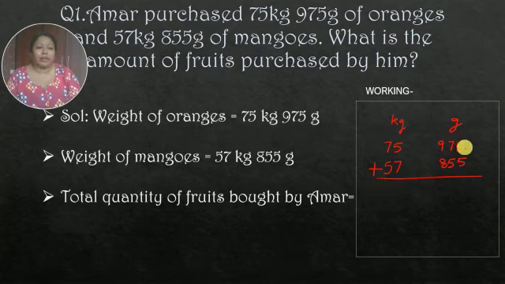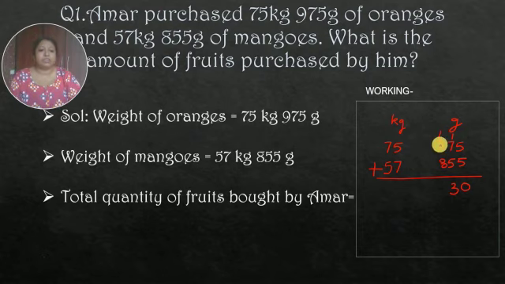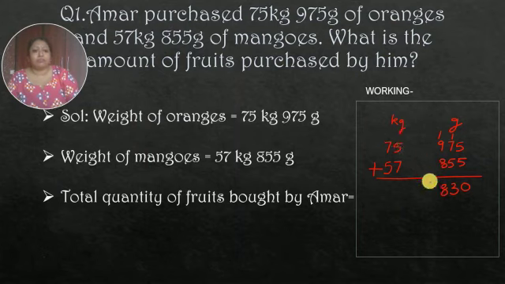So let's add. 5 plus 5 is 10. So 0 will be here and 1 will be carried over. And here we have 7 plus 5 plus 1, that gives us 13. So 3 will be here and 1 will be carried over. Again you see here we are having 9 plus 8 and 1. We have to add 1 also to that. So we get 18 and 1 will be carried over to the next column.